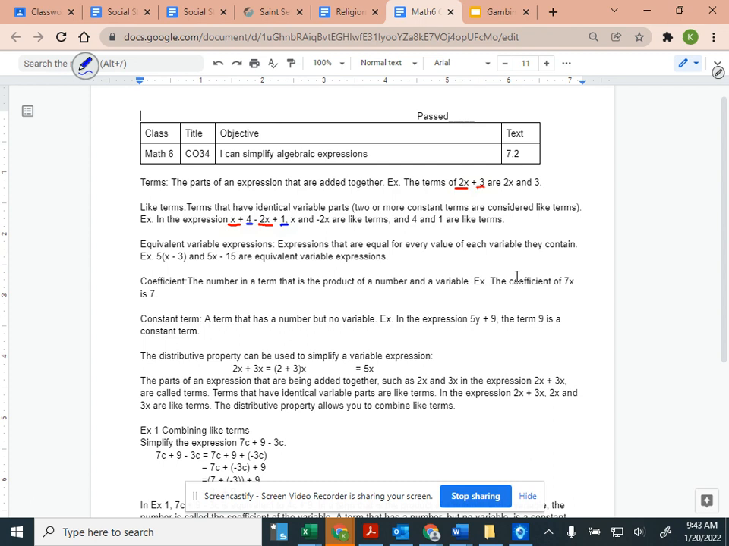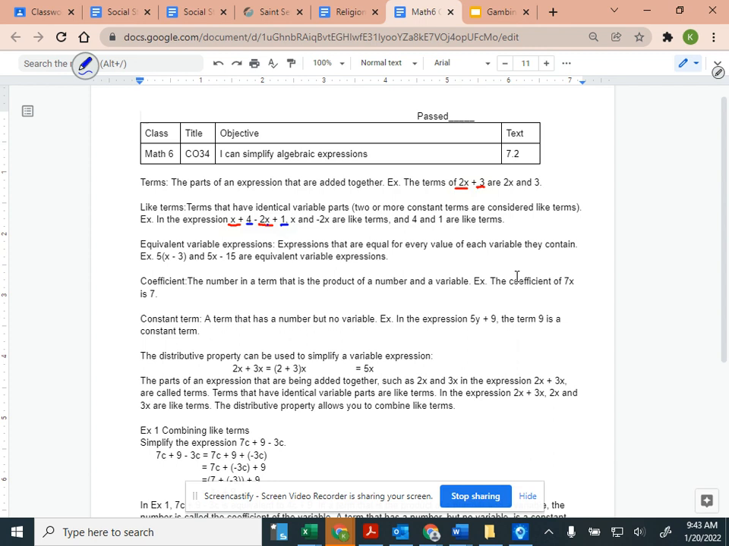So either they don't have any variable at all, they're similar, 4, 1, they're both just whole numbers, or they have the same letter. That x is the same. So they are like terms because they're both x's.